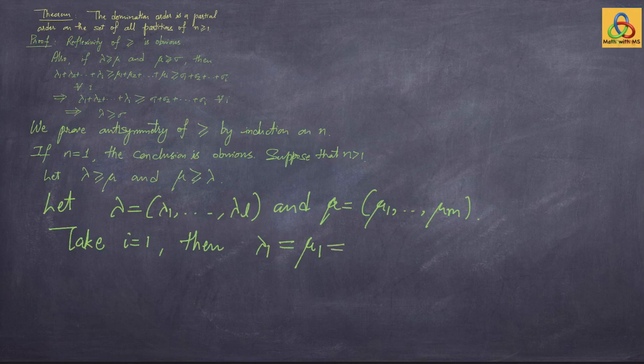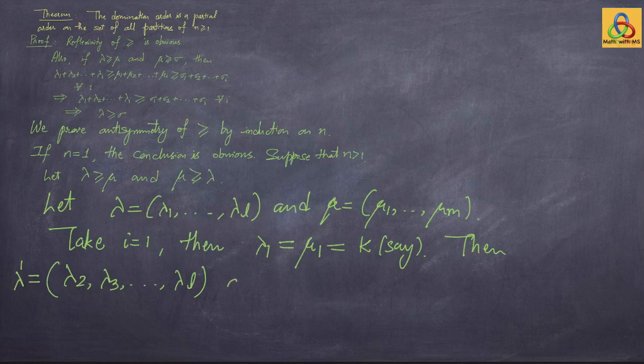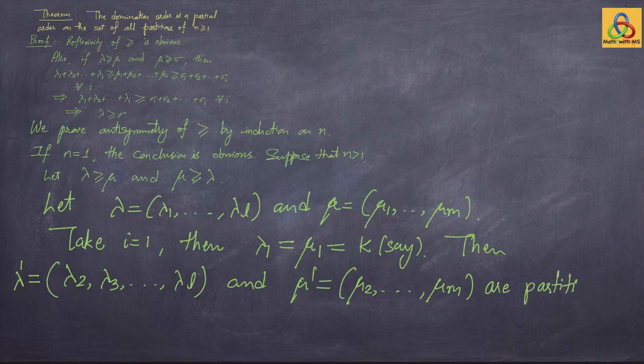Let us call it something, say k. Then lambda 2, lambda 3 and so on up to lambda L, let us call it lambda prime. Then lambda prime and mu prime, that I defined similarly as mu 2 up to mu m, they are partitions of what? They are partitions of n minus k, because I have thrown away the first factor. Partitions of n minus k, which is of course less than n, so that I can use the induction hypothesis, where this less is the usual order on integers.